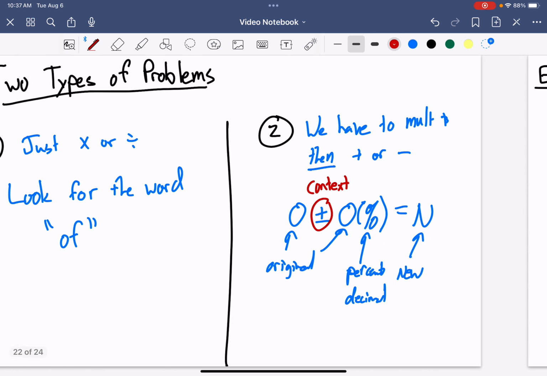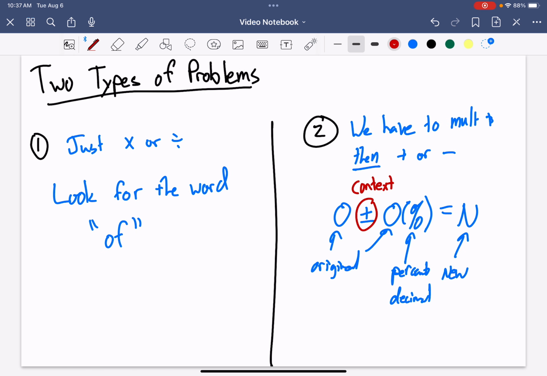Main thing we want to keep in mind here, what kind of problem are we dealing with? Are we dealing with just a multiply or a division? Or do we have to use this formula right here? Original plus or minus the original times the percent is equal to new.